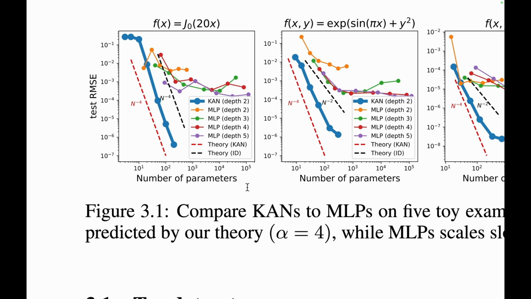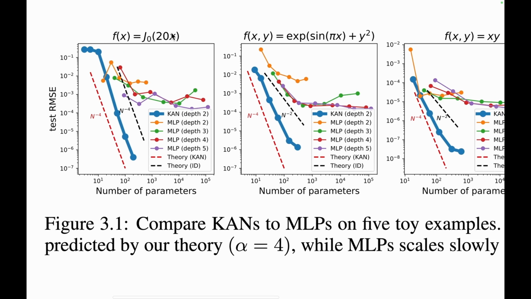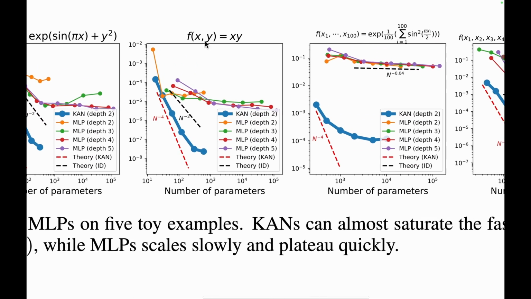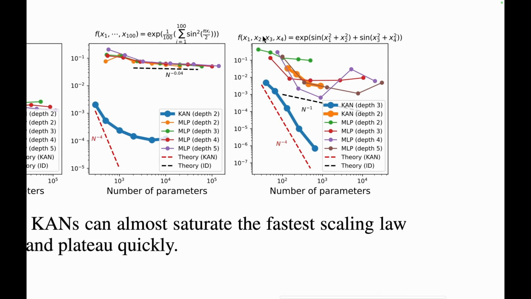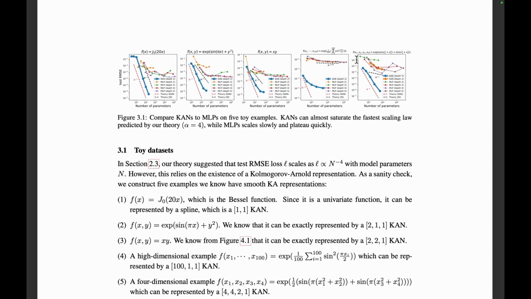And the next thing is that the MLPs really have to scale, which means that we need to increase the depth of the network, or we need to increase the width of the network in order to achieve what we can achieve with the KAN. And this applies for all of these toy examples, 1, 2, 3, 4, 5 equations that we train for.